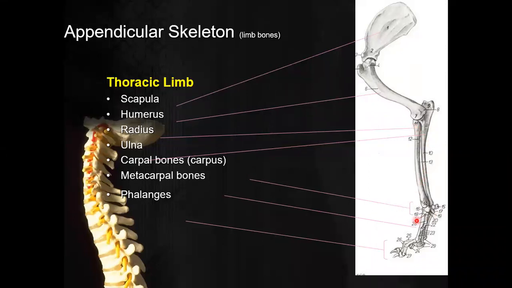And then of course you have your carpus, metacarpus, phalanges. And we know that our dogs and cats walk on their toes and their fingers. They are digitigrade.